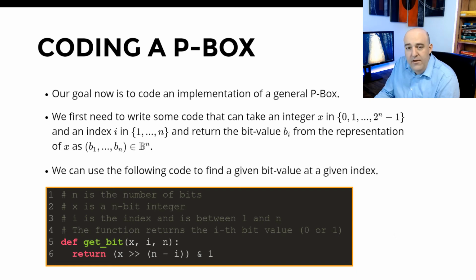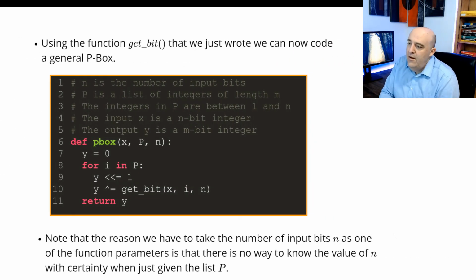Now, using this idea of how to grab a bit, we can write a P box in general. So we're going to imagine we have a list of integers given to us. Let's write that as capital P. That'll be a parameter for our function. It'll have a certain length to it. We'll call that m, although that doesn't matter for our code. n is the number of input bits, and we really need to specify n as a parameter of the function, because if we're just given the list of integers P, we actually cannot know for certain what n is. So we need to be given that.